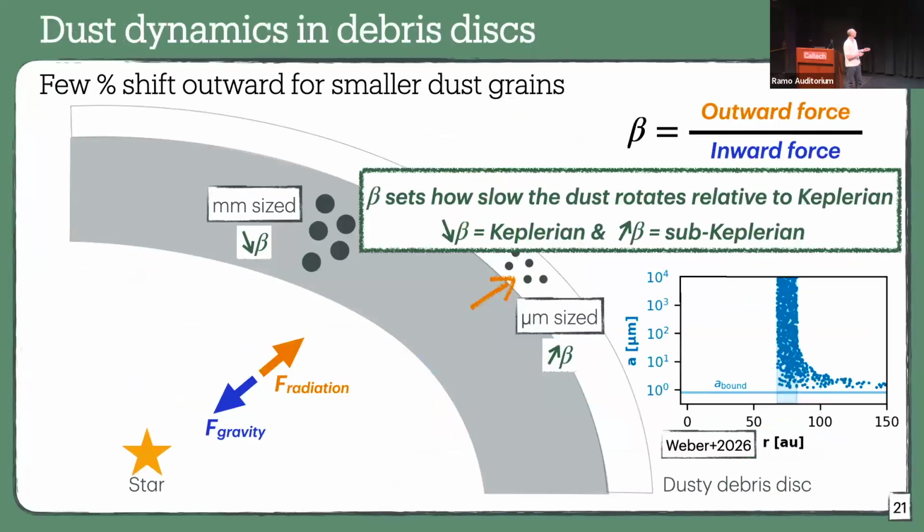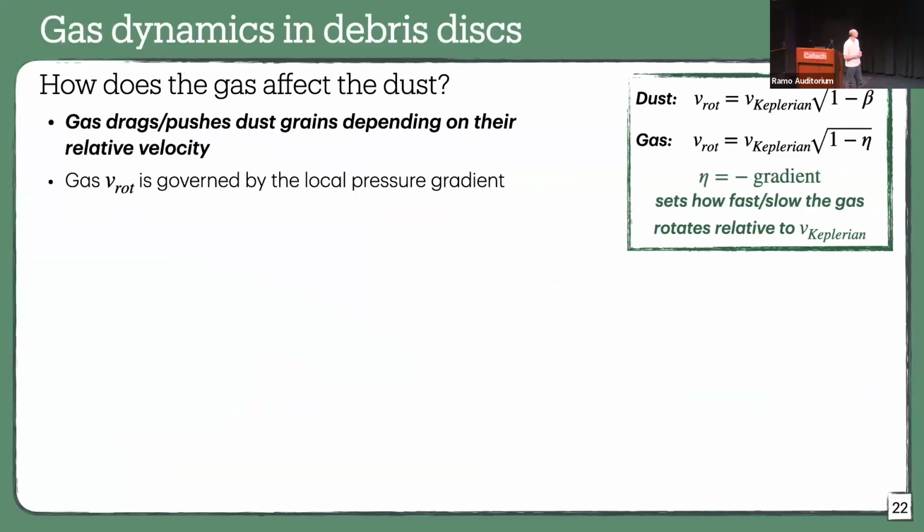For this, we can bring back our dust dynamics picture, where we had our beta that sets how slow or fast our dust rotates, and then we can add our gas to this, and we can see how the gas affects our classical dust dynamics picture. The gas drags in or pushes outwards dust grains depending on the relative velocity between the gas and the dust, where the gas rotational velocity is governed by the local pressure gradient and can be described as so here. And we can see that instead of having a beta like we have for the dust, we have an eta, and this eta sets how fast or slow the gas rotates relative to Keplerian motion.